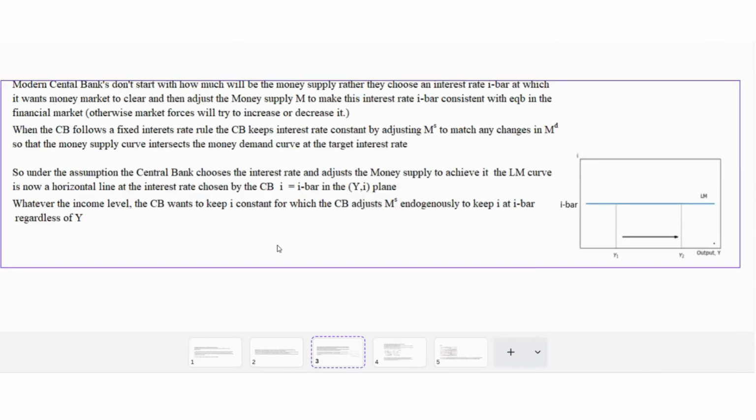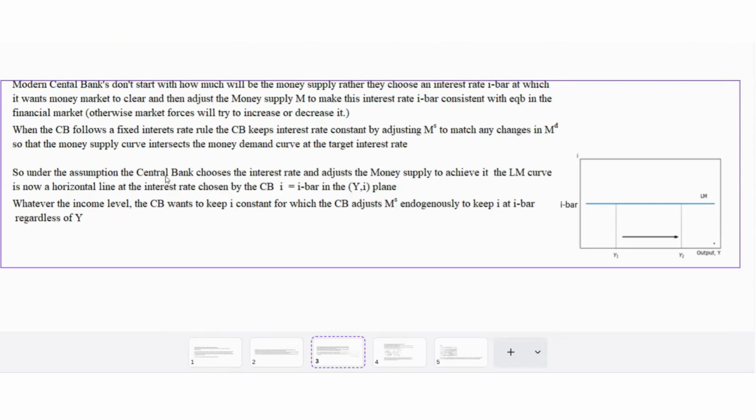But modern central banks don't start with how much the money supply will be. Rather, they choose the interest rate, say I bar, at which they want the money market to clear. And then they adjust the money supply to ensure this I bar is where the money market clears. Obviously, the interest rate they choose has to be consistent with equilibrium in the money market. Otherwise, there will be pressure on it to increase or decrease.